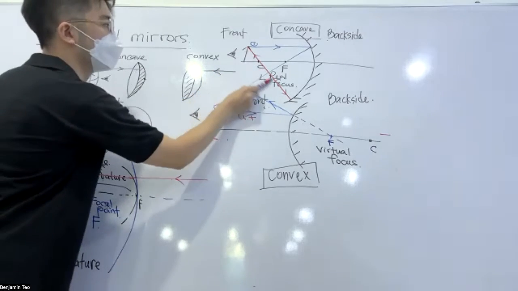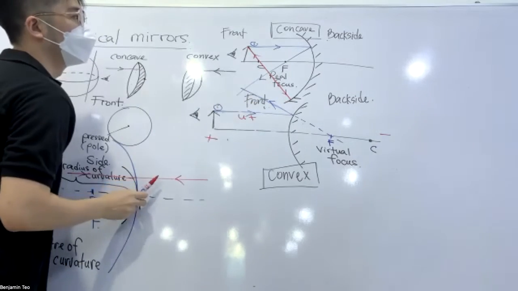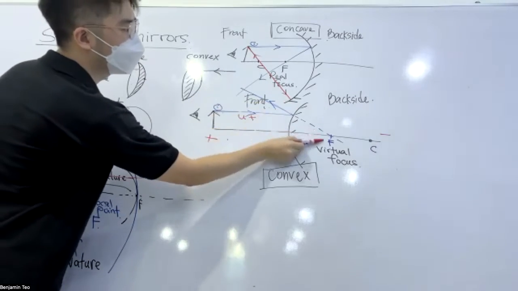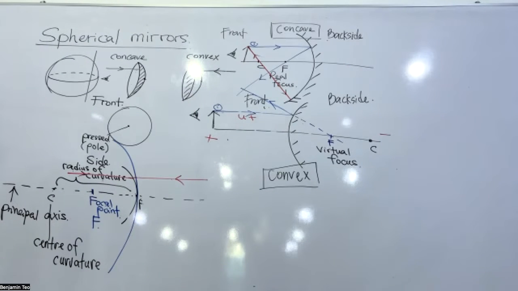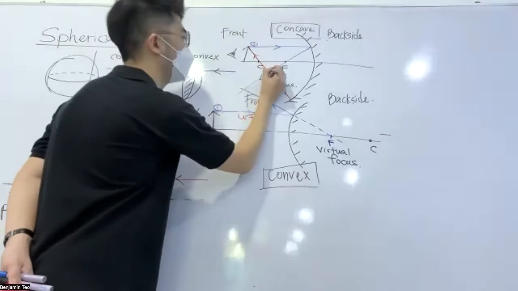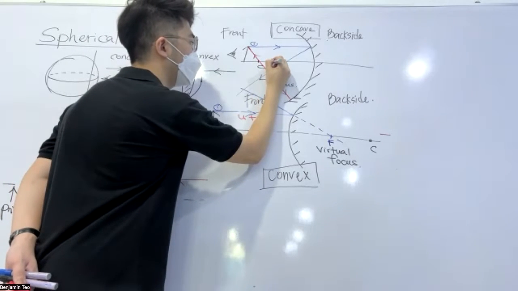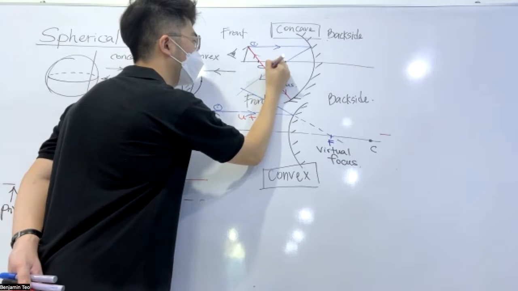Okay, this is the center. Because it cannot cross in, so it has to go back. That is the center. Now we already have our location of the image. This is my image.